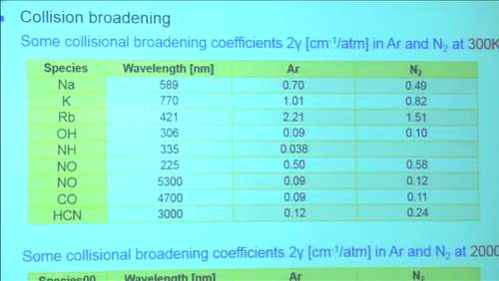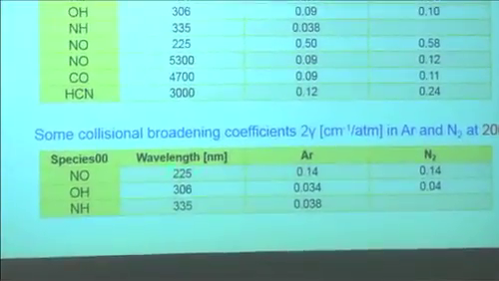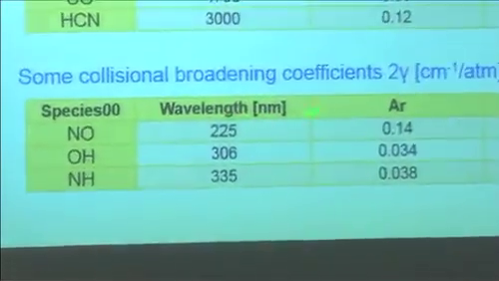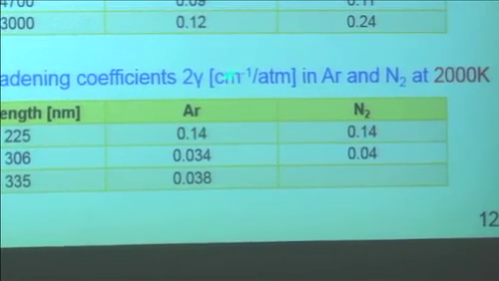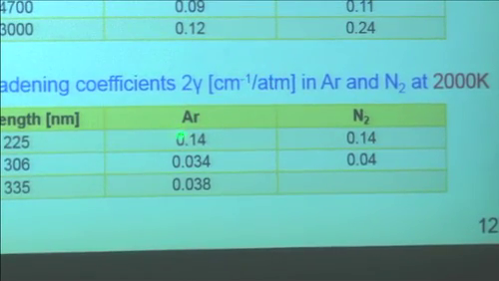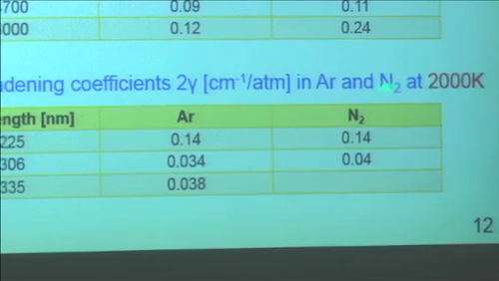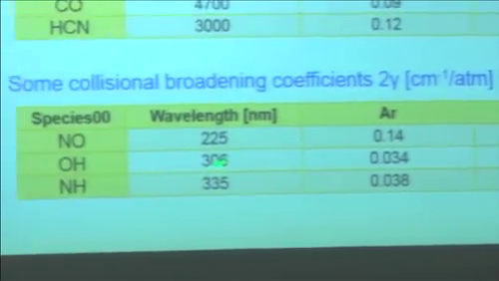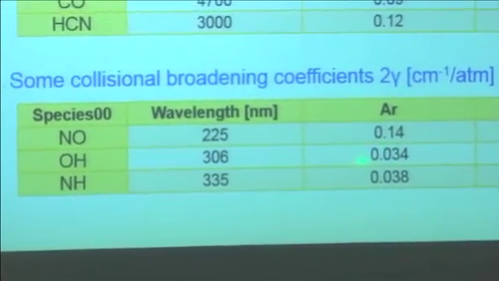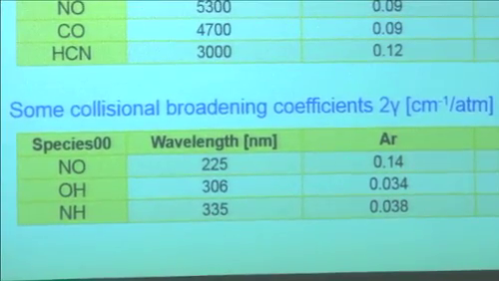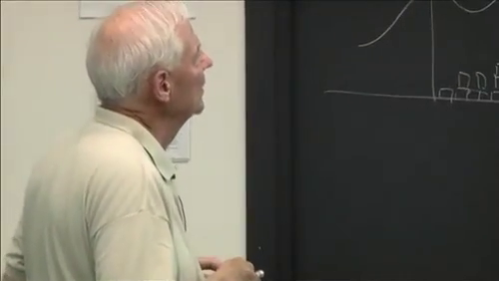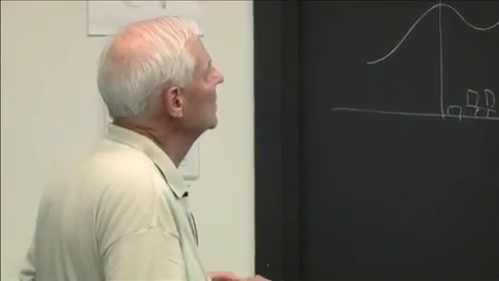So let's see. Here's NO. NO is an interesting one. That's in the UV, and the broadening coefficient is around 0.14 wave numbers per atmosphere. This is at 2,000 Kelvin. Whereas for OH in the UV, it's quite a bit smaller, 4 times smaller. So these are things you have to measure or you can estimate, but they're Lorentzian. So now we have the Lorentzian term under control.